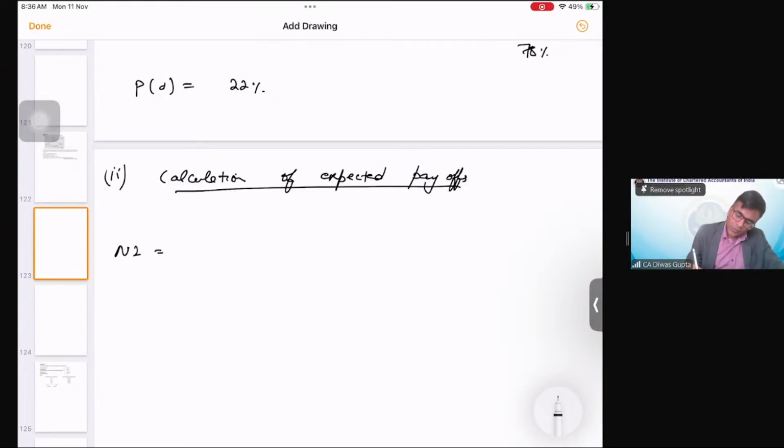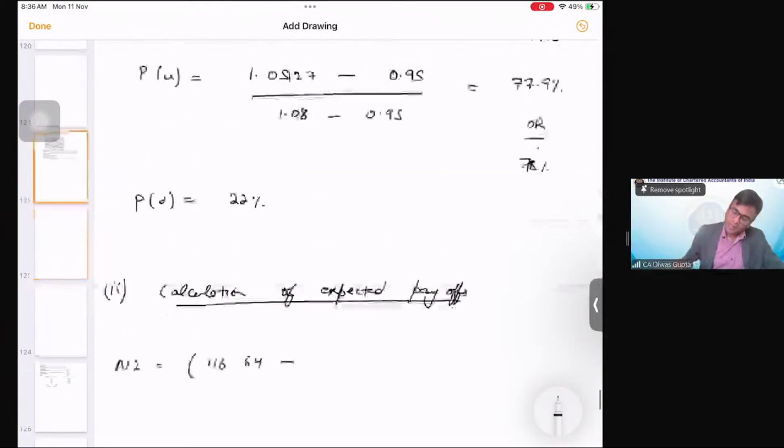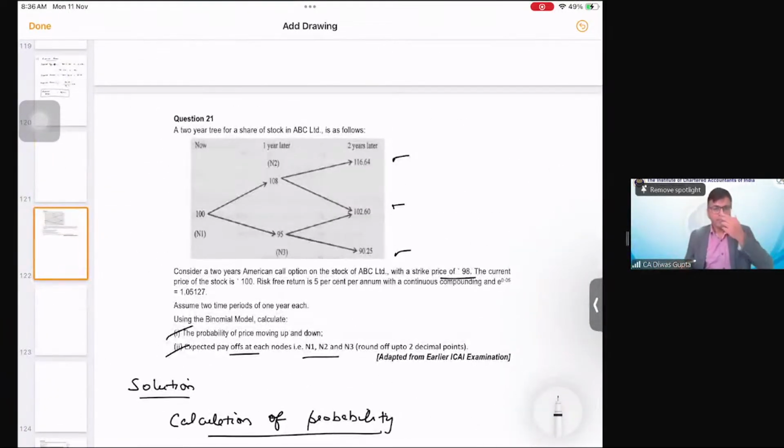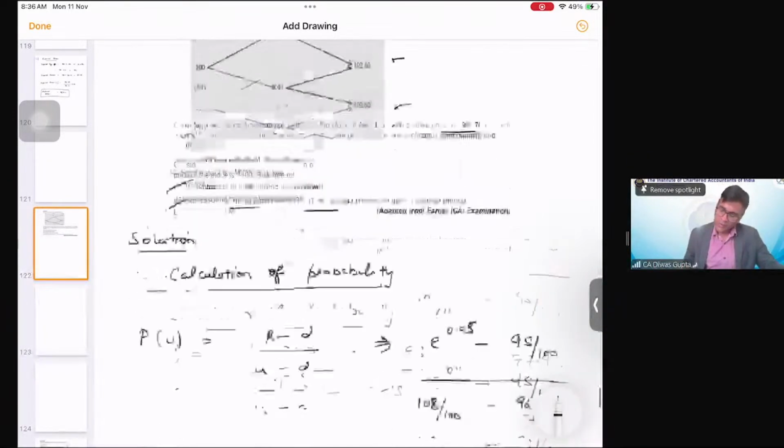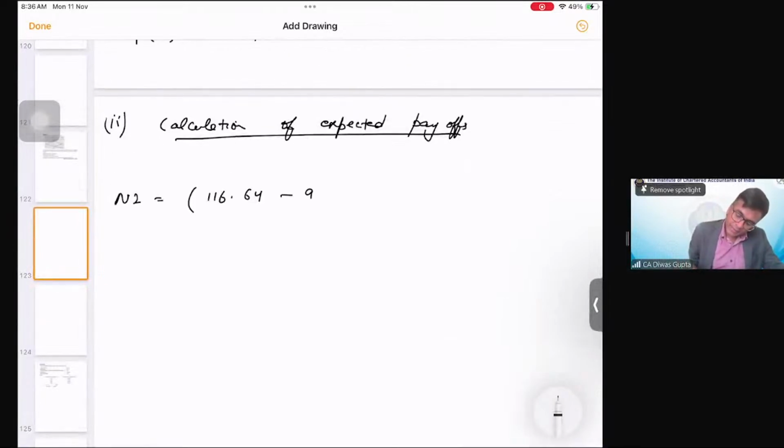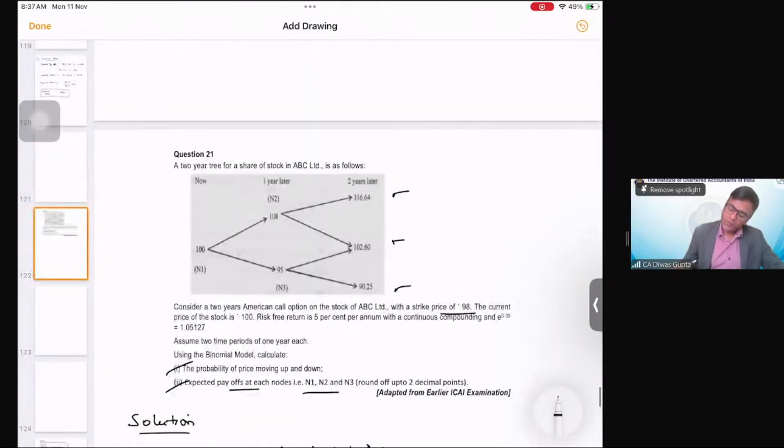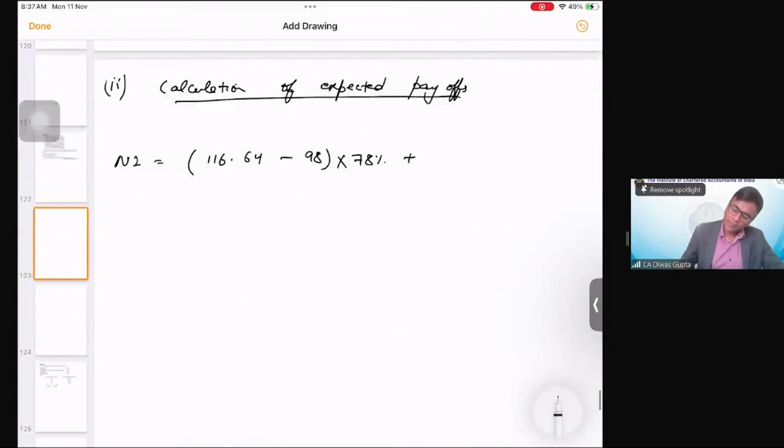N2 is equal to 116.64, right? So let's start from the top. After 2 years, the highest value that can be reached is 116.64. What is the strike price? 98. 116.64 minus 98, with the probability of prices going up being 78%. That's the probability, right? Plus the second downfall is 102.60. Still it is higher than 98. So there will be a payout, correct?